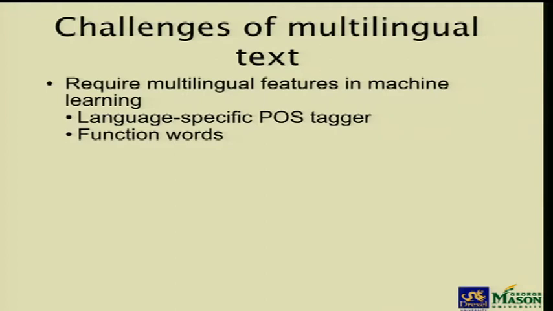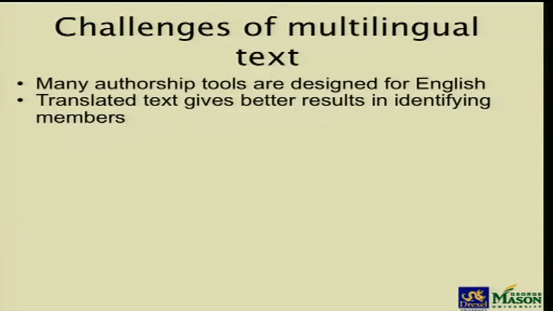And such text is also multilingual, and since we are trying to experiment on our data with machine learning, we need features. If it's a multilingual text, we will require multilingual features, and these could be language-specific part-of-speech taggers or language-specific function words. From our previous research, we know that many authorship tools are designed for English, so if the language is English, they work more efficiently.